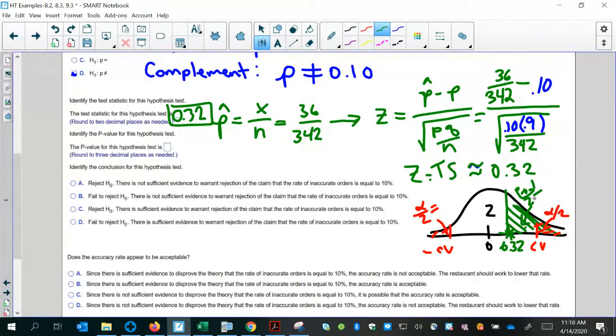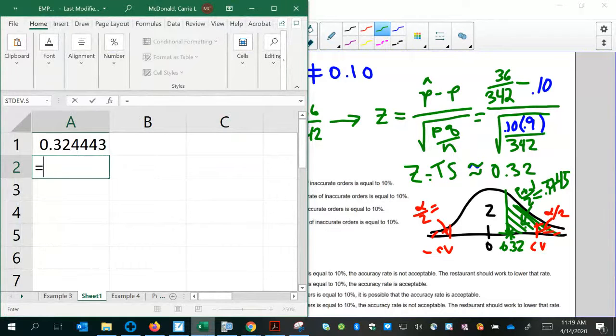The half is what was it again? 0.3745. Now I'm going to double that, two times 0.3745. There's my 0.3745 times 2 gives me 0.749.